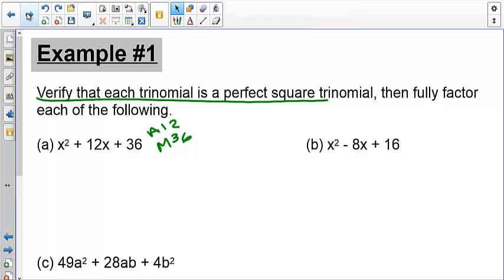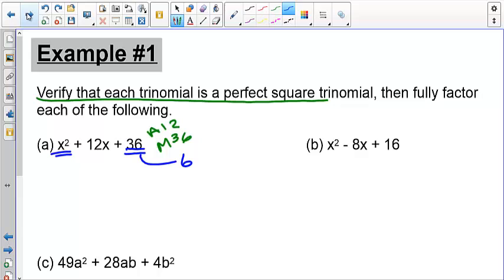Well, let's look at the last term. It's 36. And let's look at the first term. It's x squared. So the last term's square root would be 6, and the first term's square root would be x. And x times 6 times 2 would give you the middle term, which is 12x. Hopefully that check that I've written there in blue makes a lot of sense.